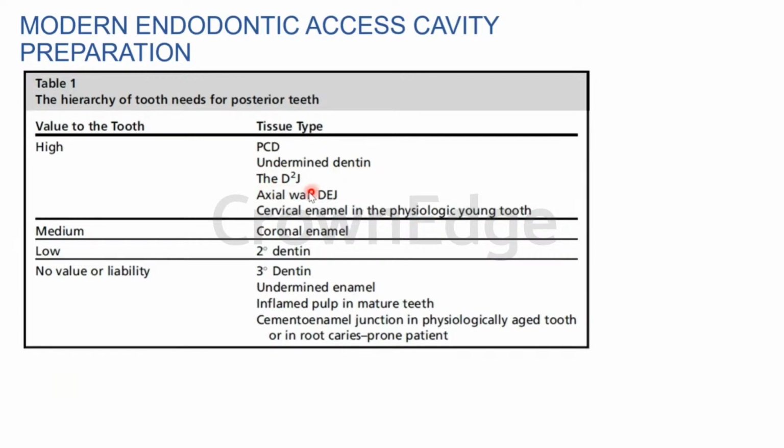Any amount of that is the D2J, that is the junction where the primary and secondary dentine join, the axial wall DJ, and the cervical enamel in cases of physiologic young teeth, because a resorption can happen or even a root caries can start. The hierarchy of tooth needs suggests that the highest amount of importance be given to the pericervical dentine. The least importance is for tertiary dentine, for undermined enamel, for any CJ in physiologically aged tooth.